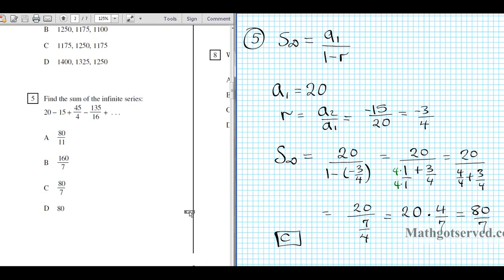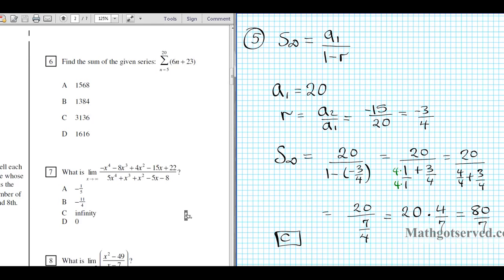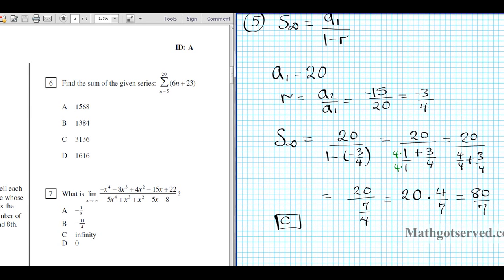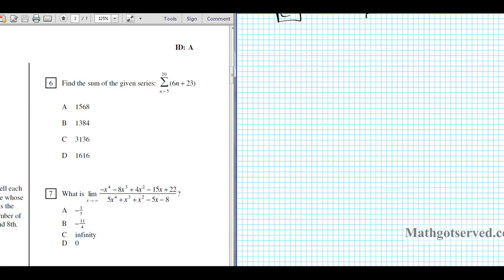All right, let's take a look at question number 6. We're asked to find the sum of this series right here. Now let's take a look at it. For number 6, this series is expressed in sigma notation. So we're going from n equals 5 to 20 of 6n plus 23.